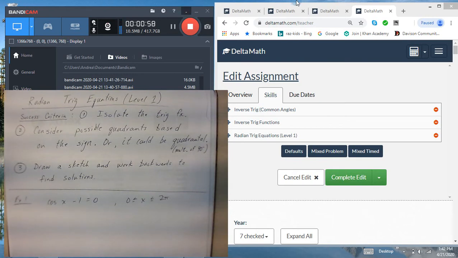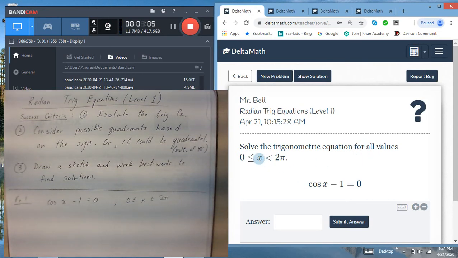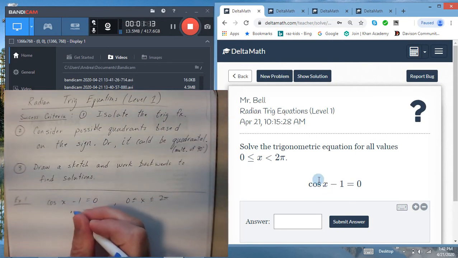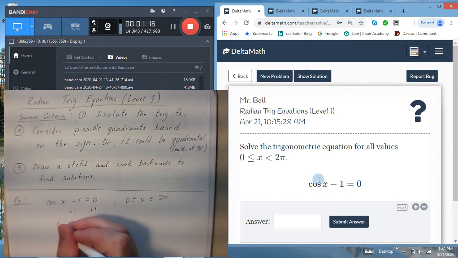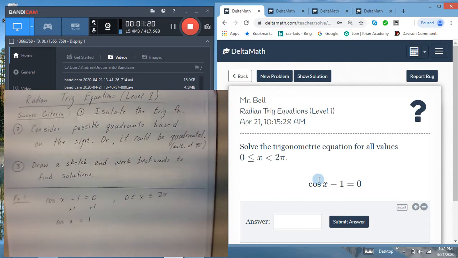So let's start with this one here. Let's take a look at the directions. It says solve the trig equation for the values 0 to 2 pi. So what we want to do first is isolate this. This one's pretty straightforward. In terms of the isolation, we're just going to add 1 to both sides. So we have cosine of x equals 1.